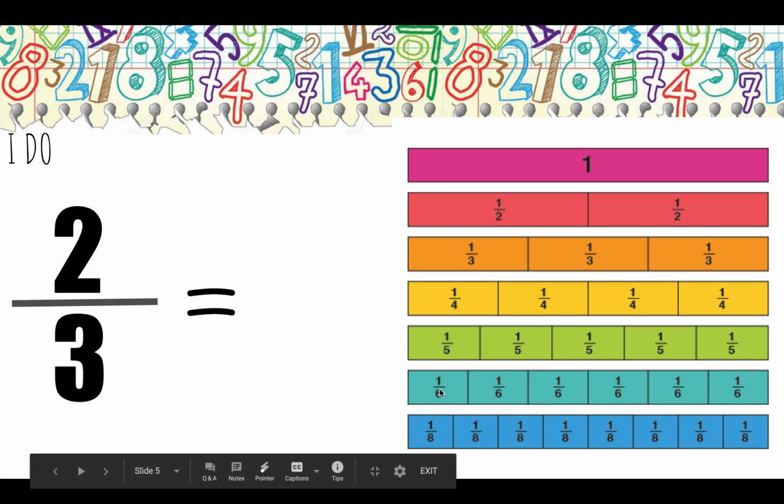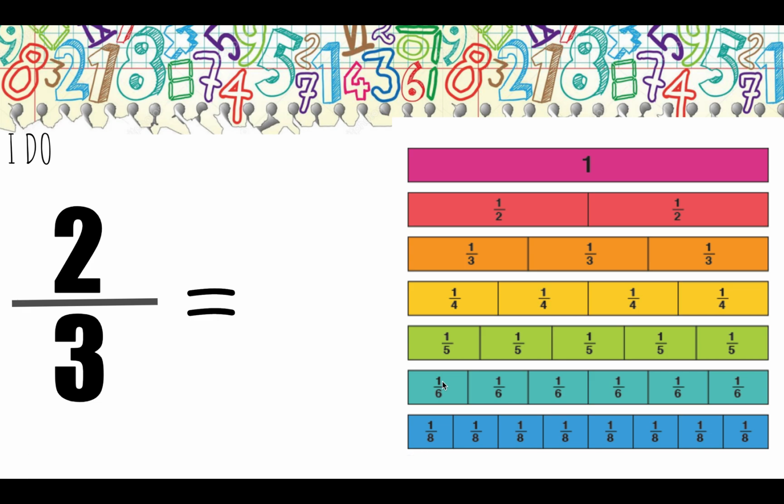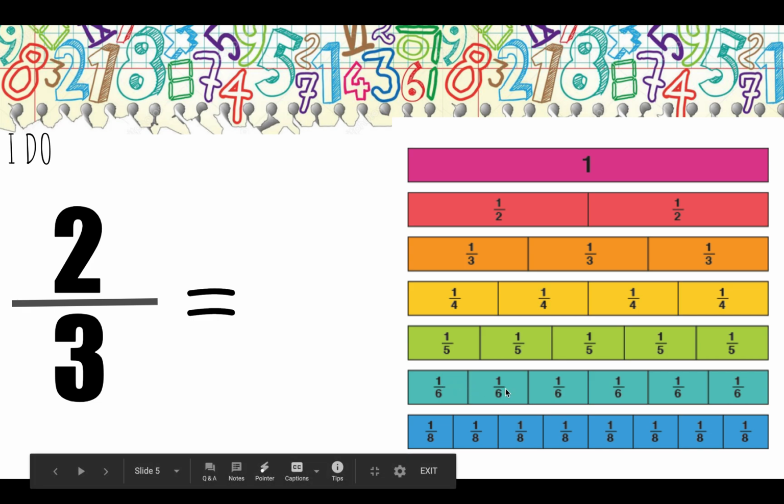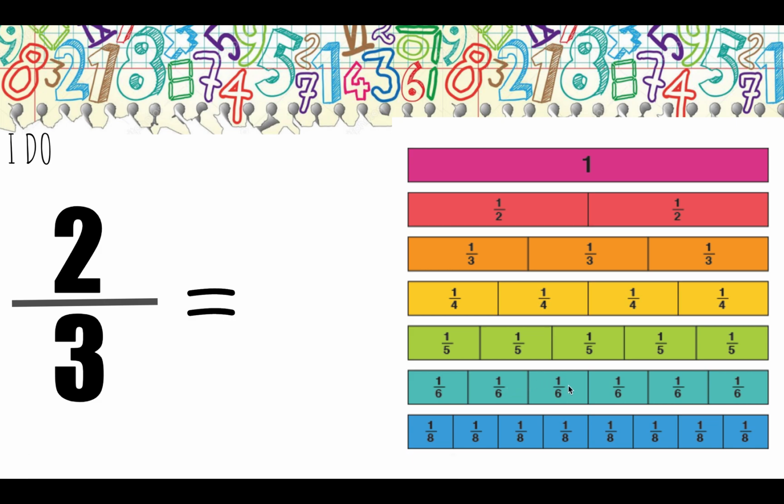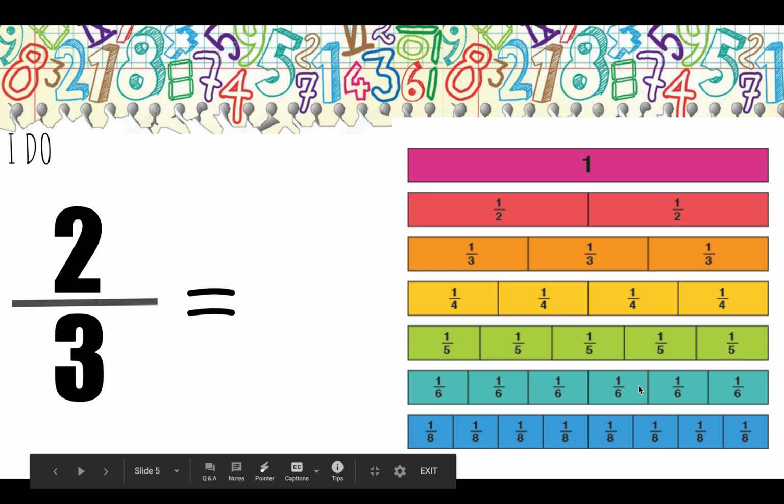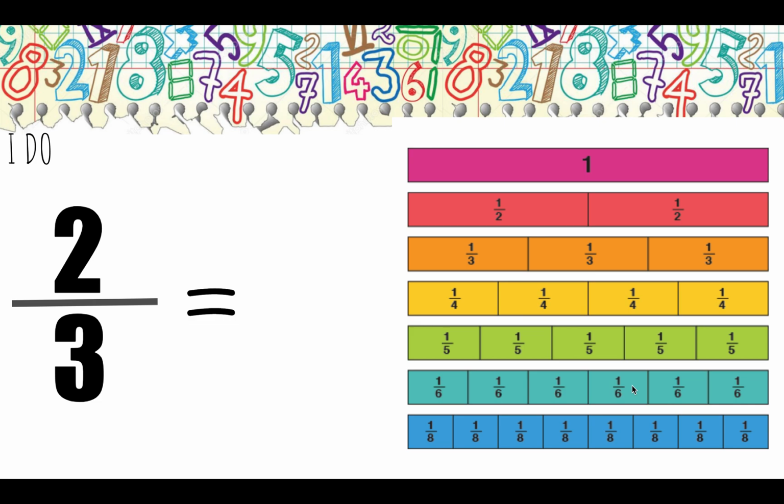Let's go down to the sixth strips. 1/6 is less than 2/3, not equivalent. 2/6 still less than 2/3, not equivalent. 3/6 is less than 2/3, not equivalent. But 4/6 stops at the exact same point where 2/3 stops, comparing it to my one whole up top. So 4/6 and 2/3 are equivalent. If I were to say that I ate 4/6 of a cake, that's the same thing as saying that I ate 2/3 of a cake.